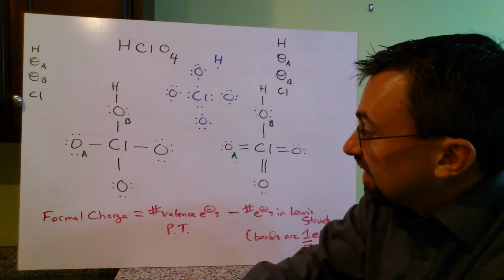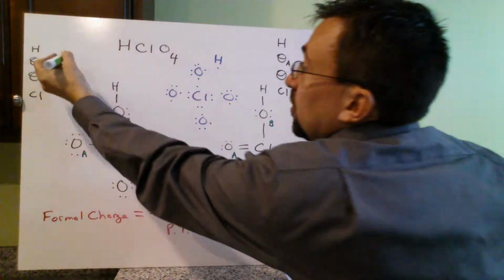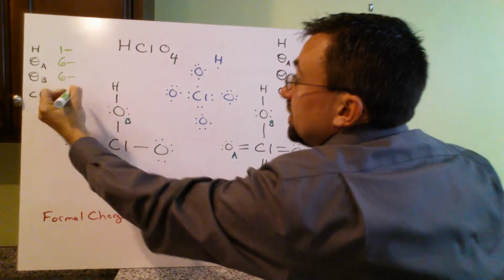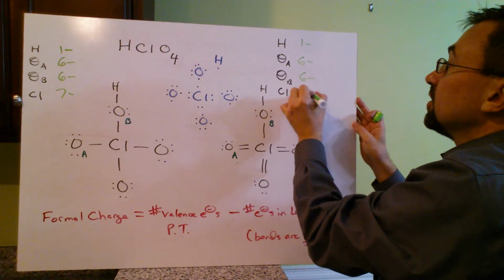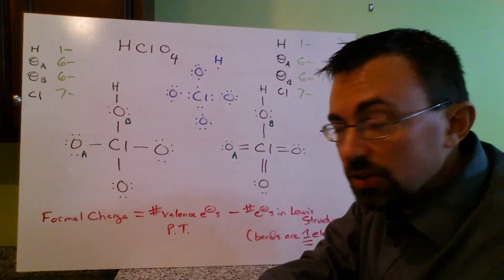So what do I mean by that? Well, the first part's easy. Go to the periodic table. So if I go to the periodic table for hydrogen, it's supposed to have 1 valence electron. Oxygen should have 6. Chlorine should have 7. So the first half of this calculation is fairly trivial. All you have to do is figure out how many valence electrons there are. Second part's where the trick comes in.